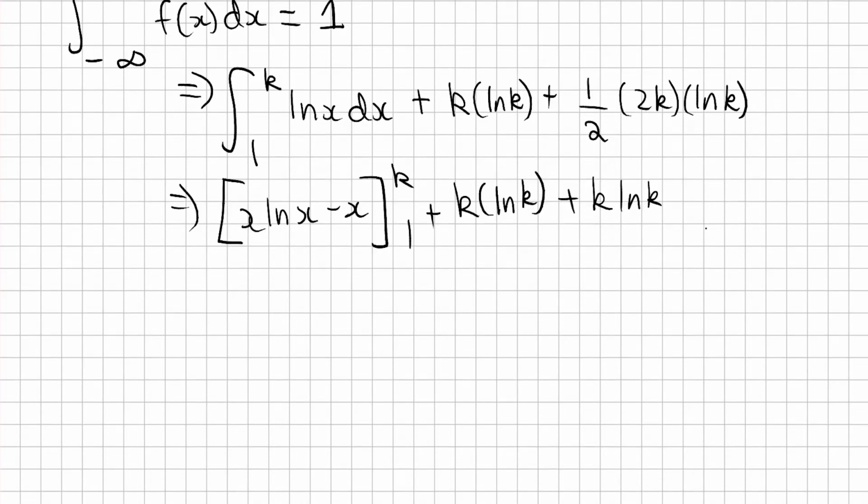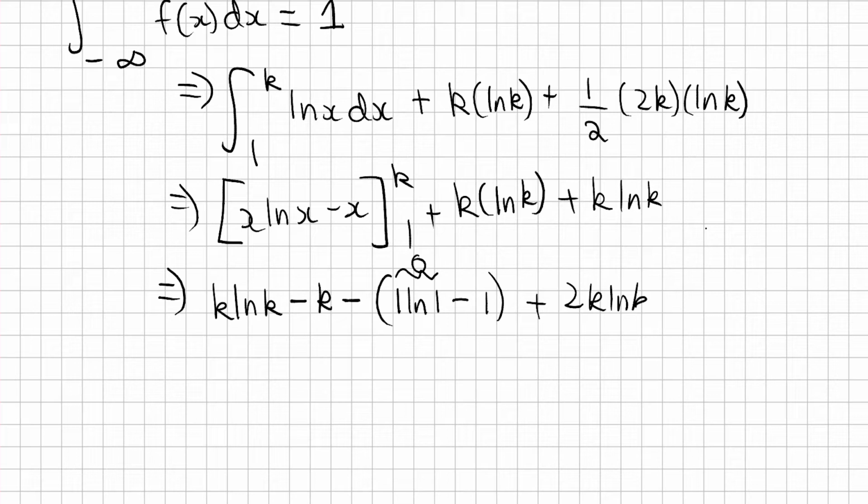This is going to become k natural log of k minus k minus, in brackets, 1 times the natural log of 1, which is 0, minus 1 plus 2k natural log of k, which is equal to 1, and therefore we get that 3k times the natural log of k minus k plus 1 equals 1.